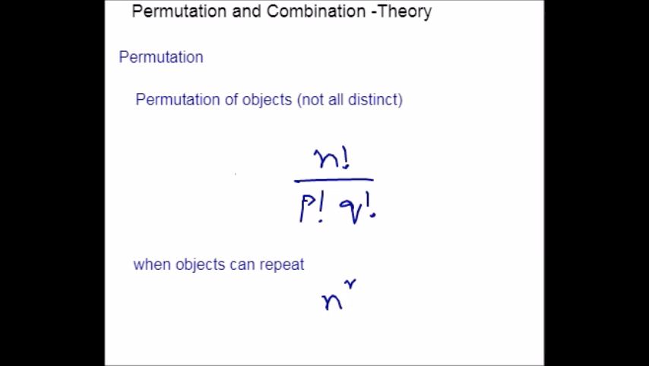Here the next theory is circular permutation. Permutation of n distinct objects along a circle can be done in n minus 1 factorial ways. Circular arrangement means it can either be clockwise or anti-clockwise. So for permutation along a circle, clockwise and anti-clockwise arrangements are considered alike.